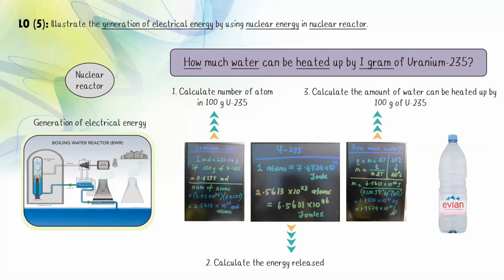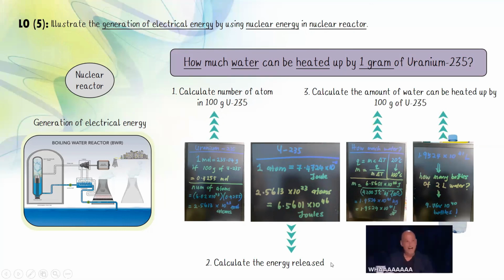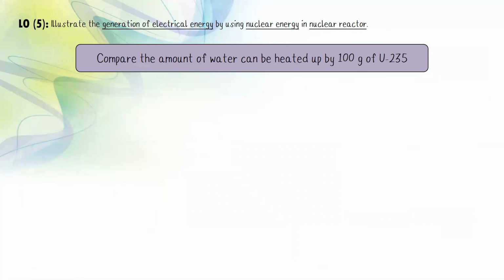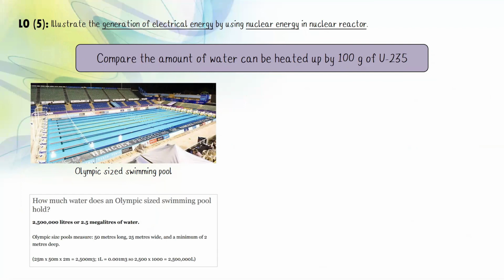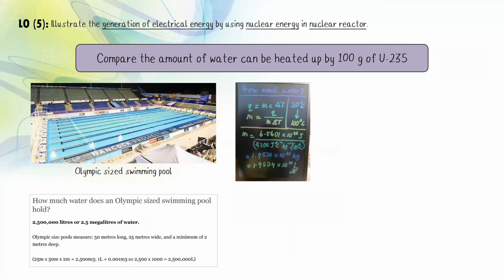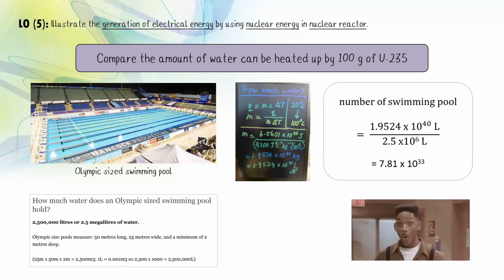What if we think, how many water bottles for this amount of water? It is still big, you see. Power of 40. Okay, let's compare to something imaginable. We use the swimming pool. This swimming pool contains 2.5 times 10 to the power of 6 liters of water. So, we have this amount of water from our calculations, and we calculate how many swimming pools we can get with this amount of water. It is still a big number.